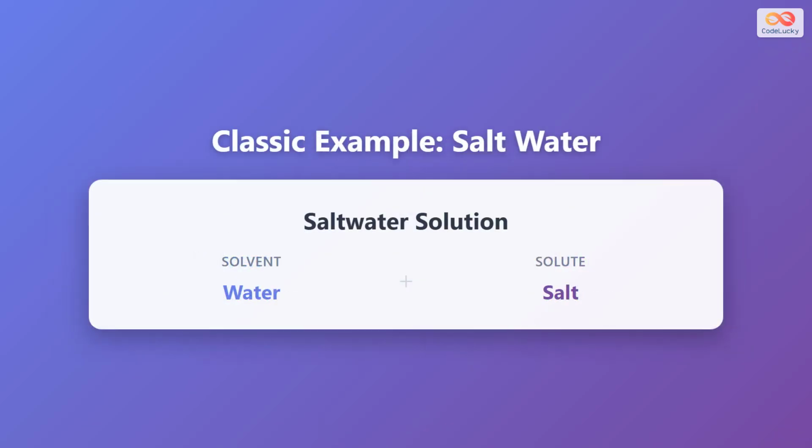Let's look at the classic example of a saltwater solution. When you dissolve salt in water, water acts as the solvent and salt acts as the solute. The water molecules surround and separate the salt particles, causing them to spread evenly throughout the liquid. This is why you can't see the salt once it's fully dissolved, even though it's still there.